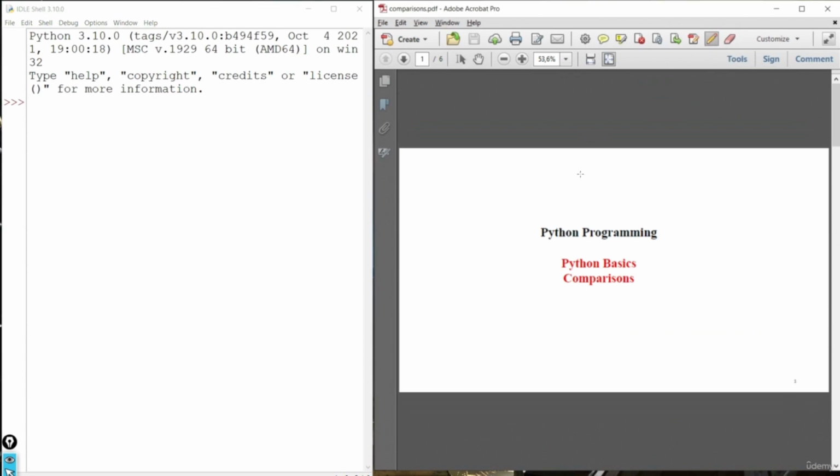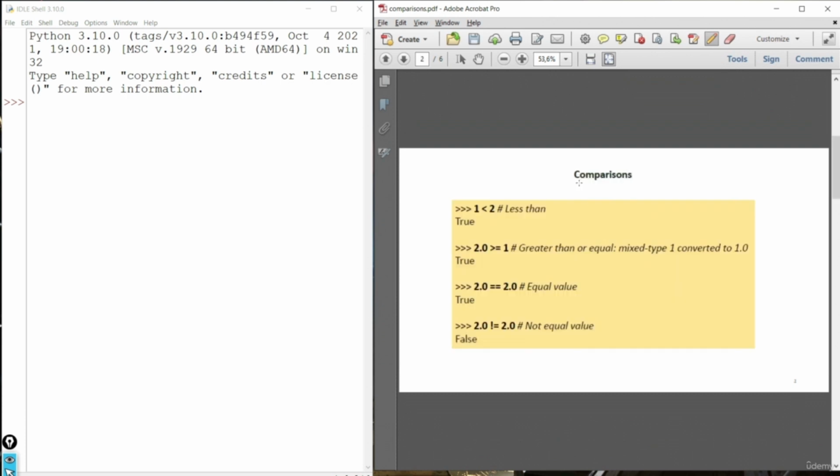In this lecture, I'll deal with the comparison operators used in Python programming. So, comparison operators return Boolean variables which are true and false. Here, smaller than comparison is performed here, 1 smaller than 2. The result is true. Here on the left hand side, if I type 1 smaller than 2, the result is, as you see, true.